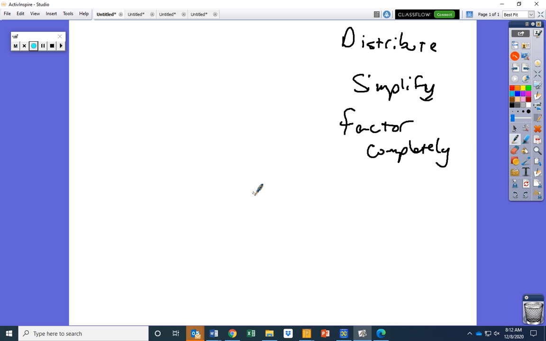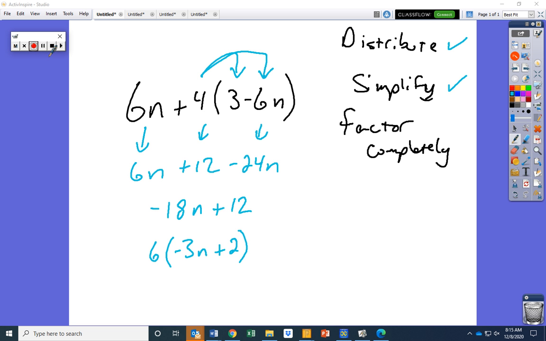All right, here we go. Try this one. 6n plus 4 times (3 minus 6n). Try that. Remember, go through each one of these things. Distribute, simplify, factor completely. Okay, so we did all 3 of the things that we're supposed to do.